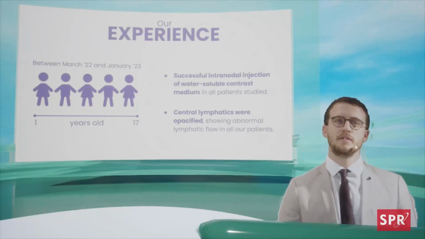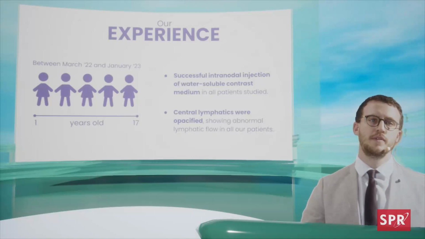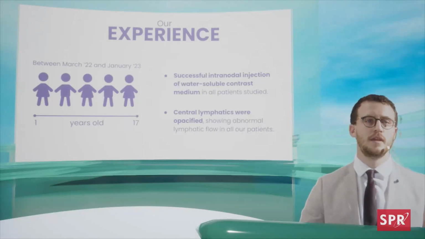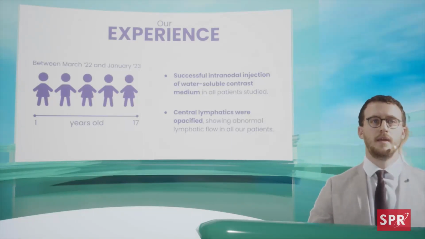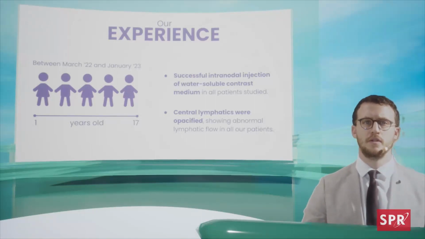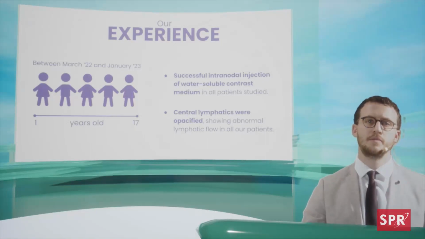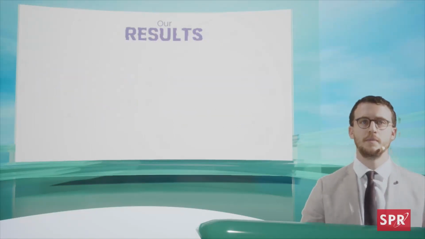So what about our experience? What have we done? In just one year or a bit less, we've done 5 patients between 1 and 17 years old. There were 3 women and 2 men. In all of them, we had a successful intranodal injection of contrast. And in all of them, we got the central lymphatics opacified, and that's something really important.